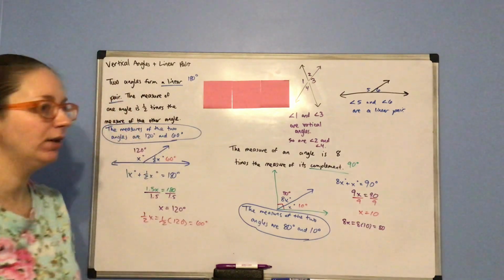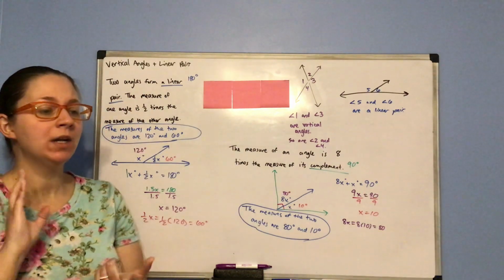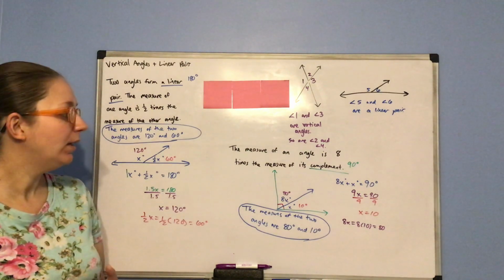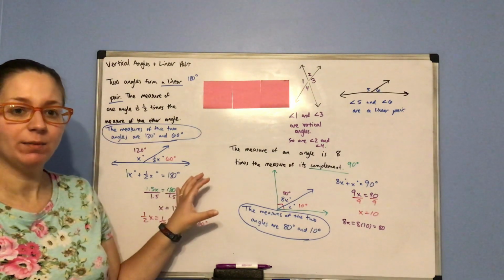So hopefully now you're feeling comfortable with all these different angle words, complement, supplement, vertical angles, linear pairs. We'll keep building on this, but hopefully now you feel like you've got the basics.